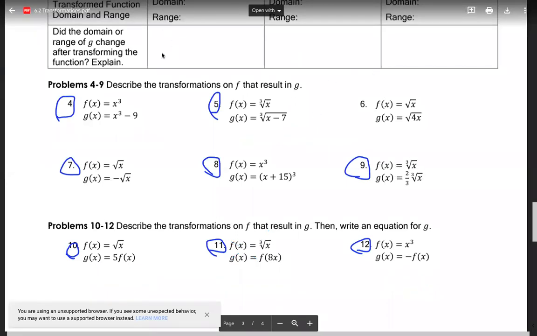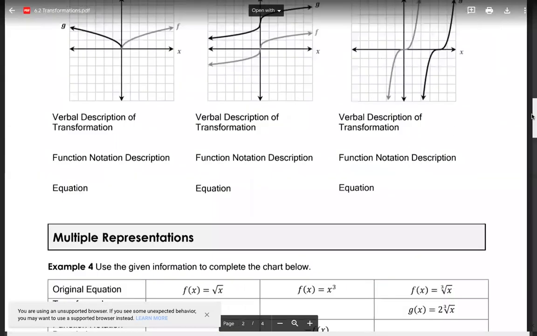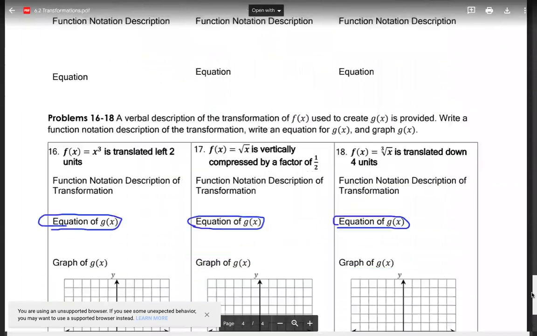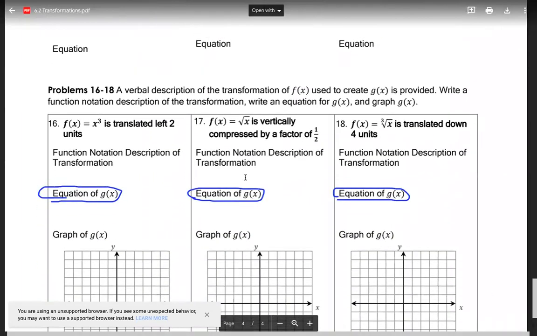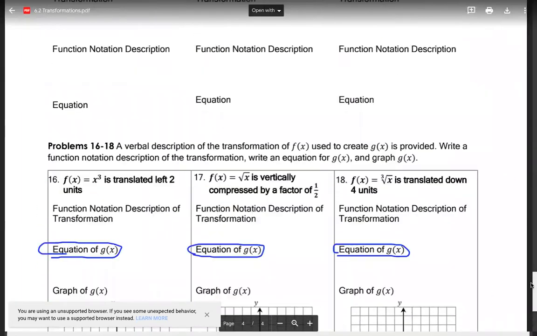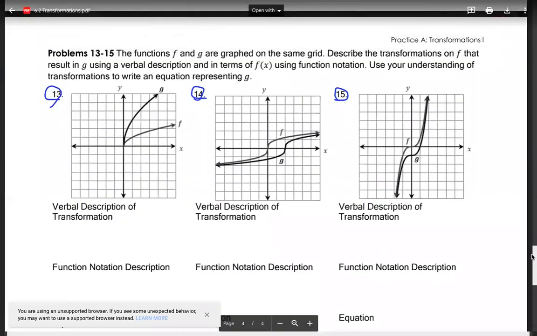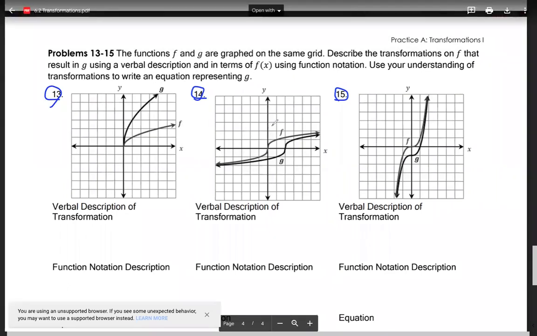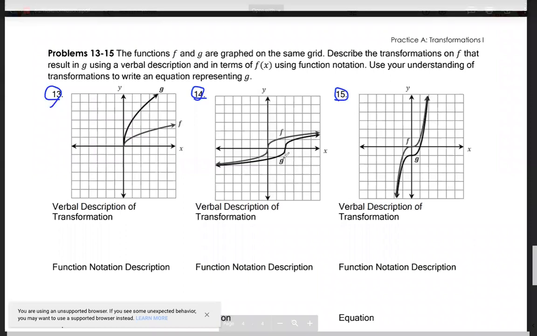All right. Now, that's pretty much what we talked about in the notes. You can do these again where you're writing an equation. So I already showed you how to do those a while ago. Okay. The ones from the picture, we didn't really talk about the picture ones, but again, you're basically just describing it from F. You're going from F to G.